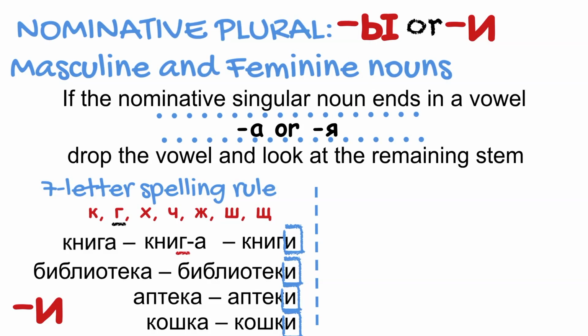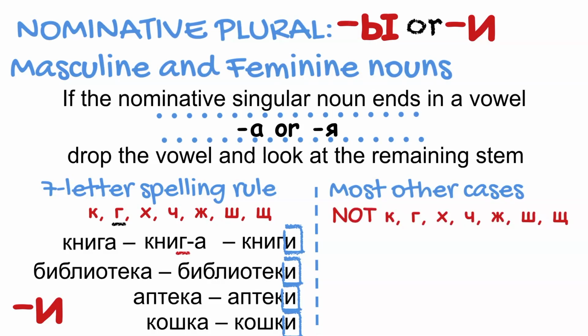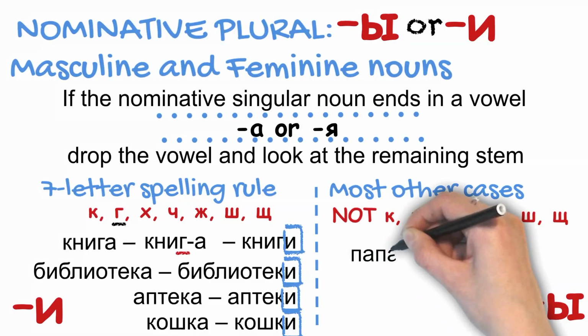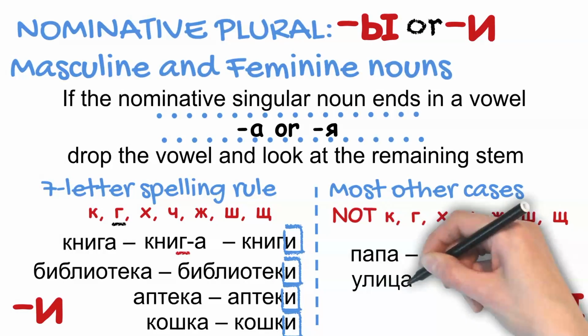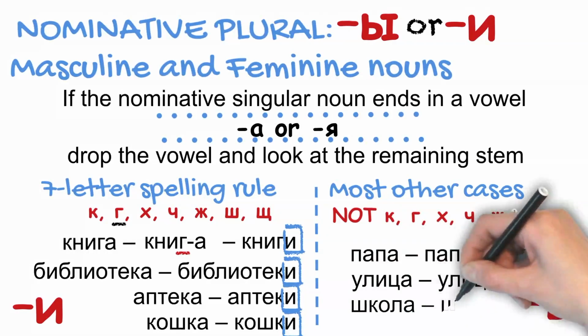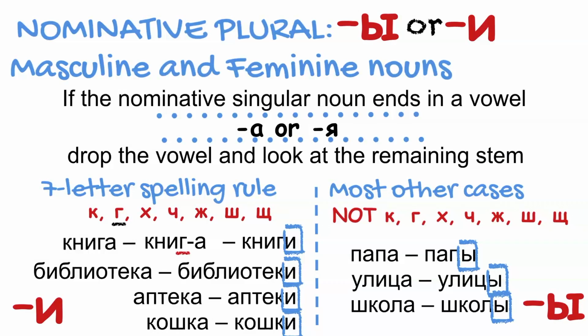If you drop the ending vowel of a feminine or masculine noun and the stem ends in any consonant but one of the 7 consonants above, the plural ending will be ы. For example, папа, папы, улица, улицы, школа, школы.